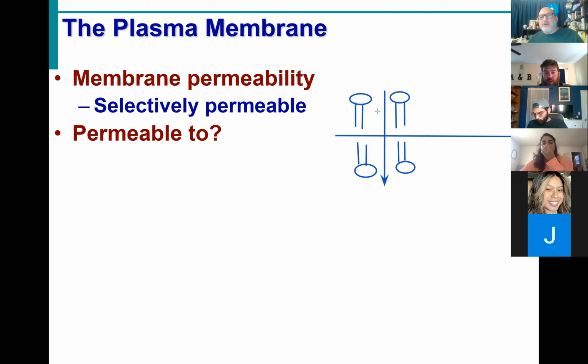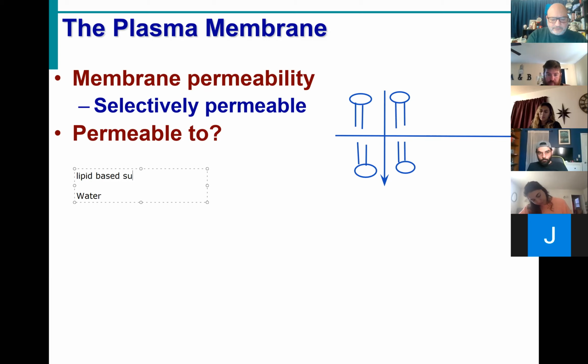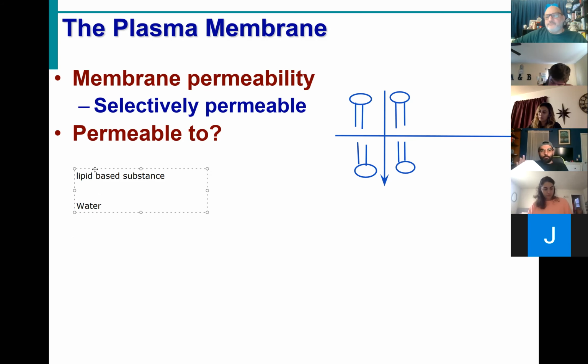Water. Water is a tricky one. We'll put water on the list, but we have to come back to water. What else? Lipid-based. Excellent. Likes like. So something that is lipid-based will definitely pass through the plasma membrane. What else?